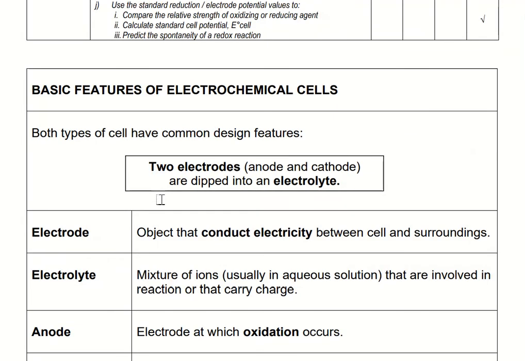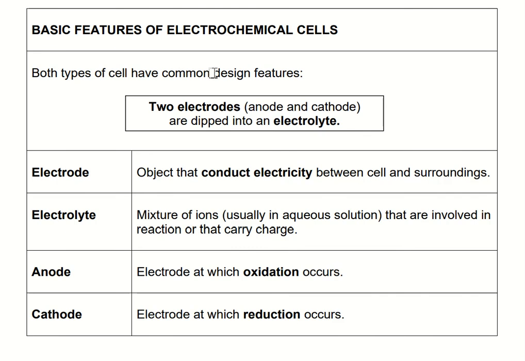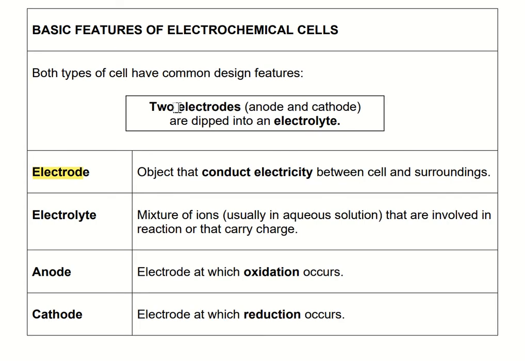Okay, we go for the basic features of the electrochemical cell. What you have to know is the function of the electrode. They have two electrodes, which are anode and cathode. They are dipped in the electrolyte. Electrolyte is the solution. The electrode is an object that conducts the electricity between the cell and surroundings.